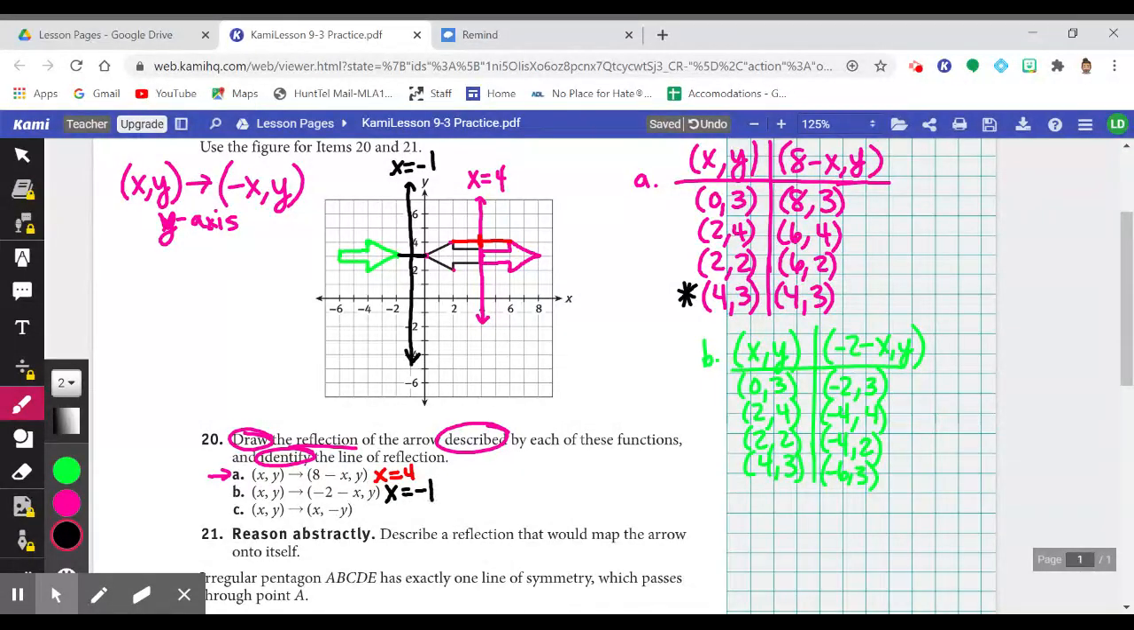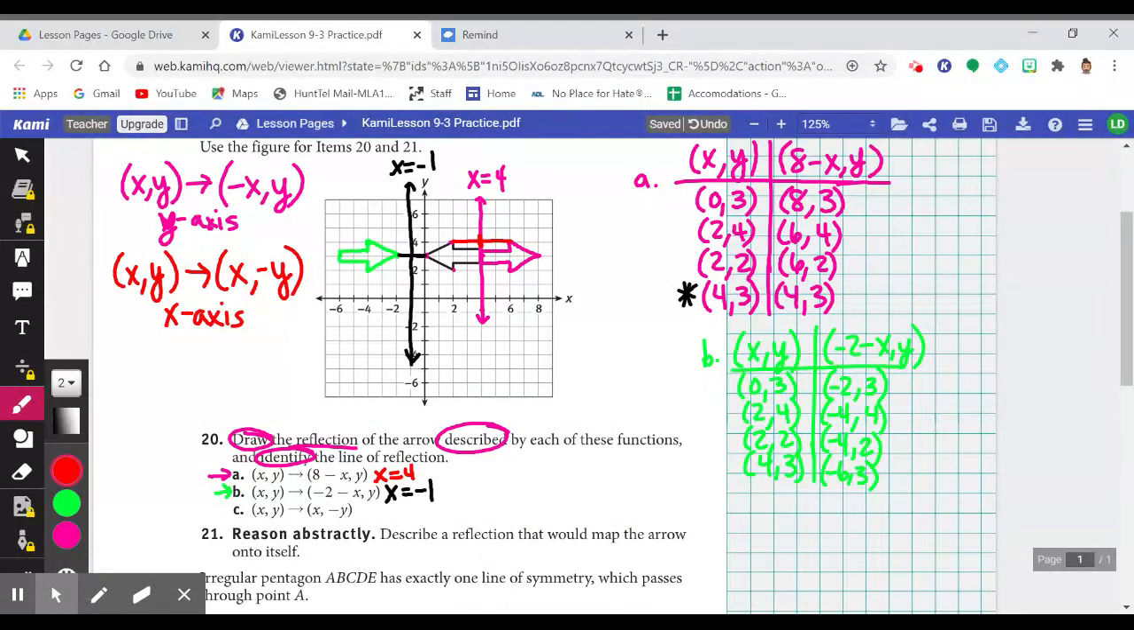Now let's move on to item C. I'll use another color for that, maybe red on this one. Now this function's a little bit easier. This function is actually the function for a reflection across the x-axis. Notice the x stays the same, but the y changes. So a reflection where the x stays the same, but the y changes signs is a reflection across the x-axis. So we're going to take this pre-image and reflect it across the x-axis.